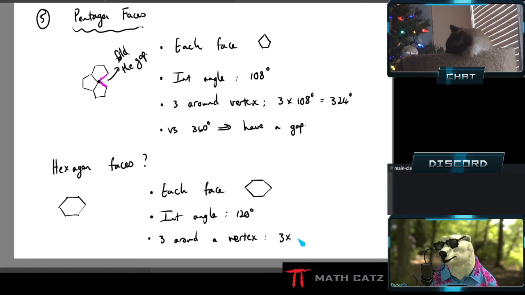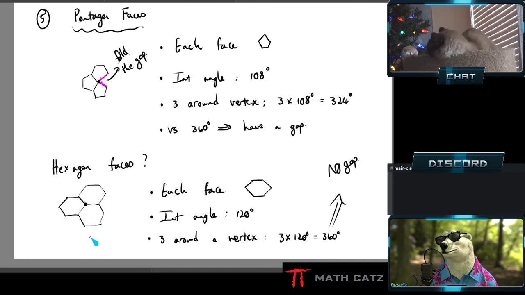Which means three times 120. That is exactly 360, but that means I have no gap. Because you remember that the regular hexagon forms a tessellation. It's a regular tessellation. There's no gap, which means I can't fold it. It has to stay flat.